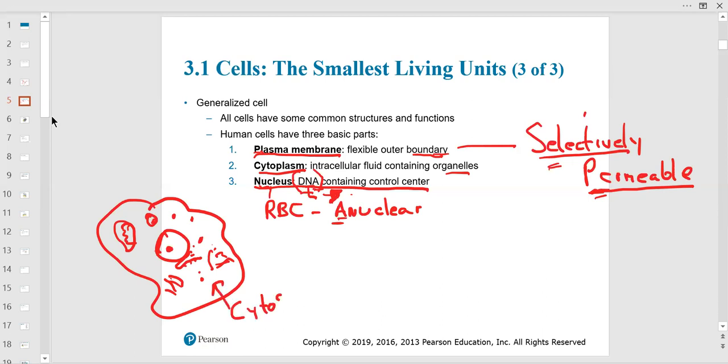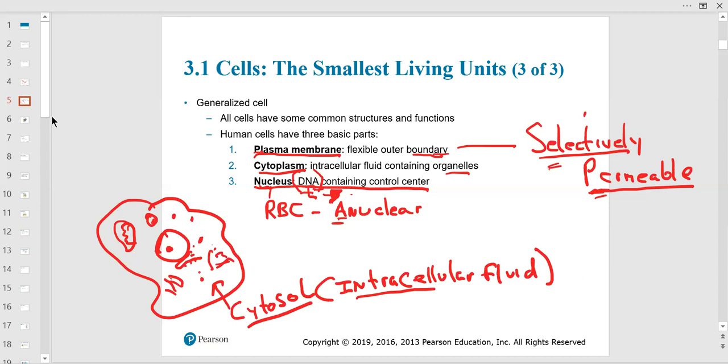So cytosol is intracellular fluid. Intra means within. Inter means between. Get that right. Intracellular fluid. So we're mostly water. I told you that. So cytosol, also known as intracellular fluid. So everything outside the cell, not everything, just the fluid outside the cell is called the extracellular fluid. You got to know those compartments, cytosol, extracellular fluid.